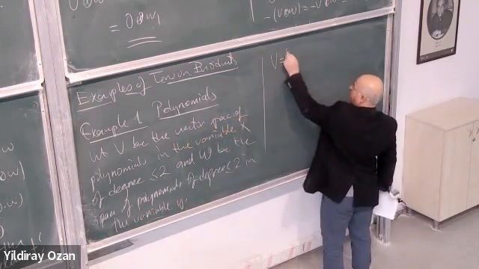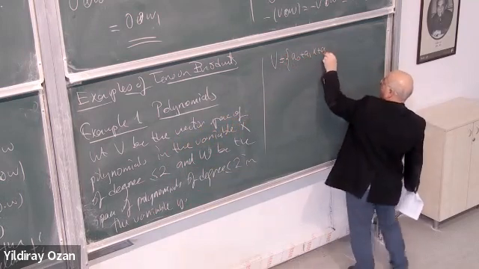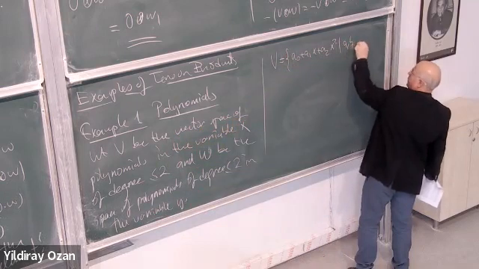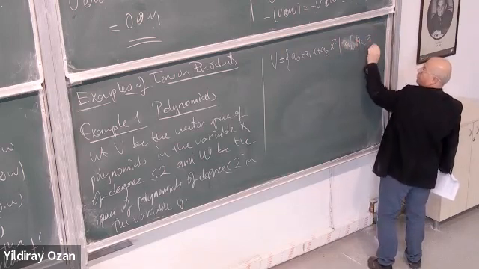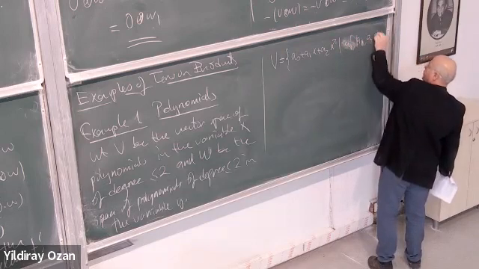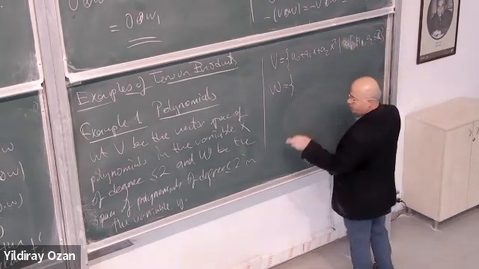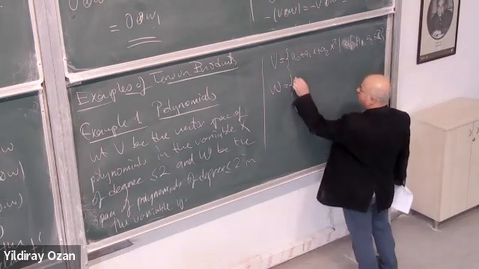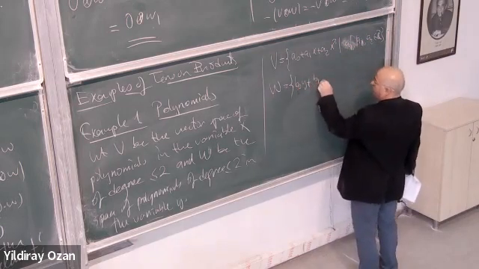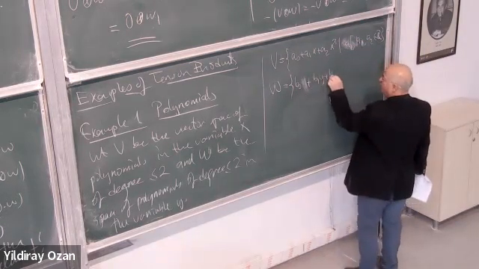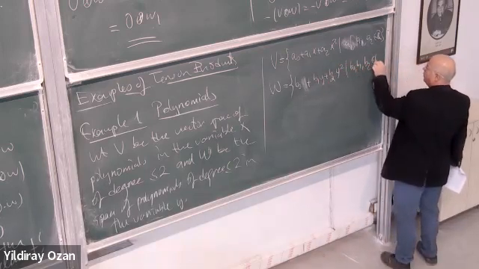So V is this kind of object: A0 plus A1 x plus A2 x squared, where A0, A1, A2 are real numbers. W is the vector space of all polynomials of degree at most 2, but this time in the variable y: B0 plus B1 y plus B2 y squared, where B0, B1, B2 are real numbers.